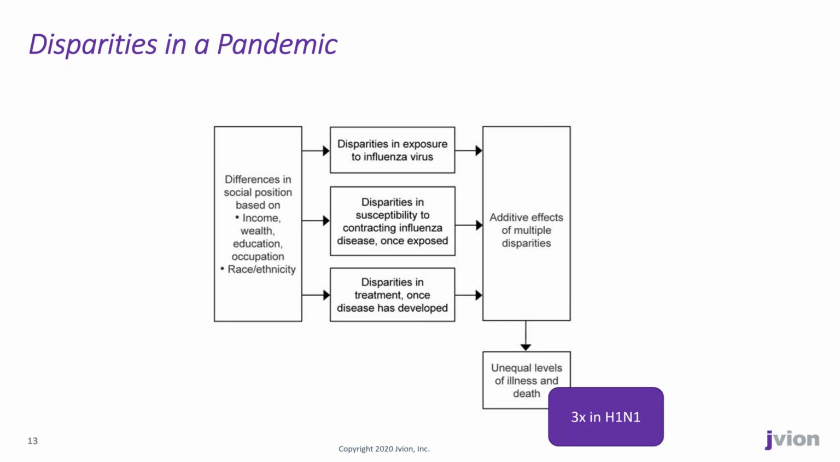Why did we think the community was so important? Well, after H1N1, there was a very clear problem with disparities. There were disparities in exposure, disparities in susceptibility, and disparities in treatment. All of those multiple effects added up to a 3 times higher mortality for the lowest 20% socioeconomically in H1N1.